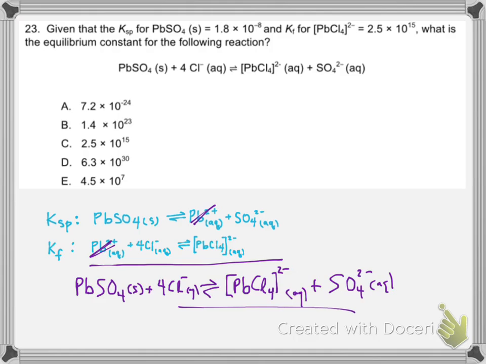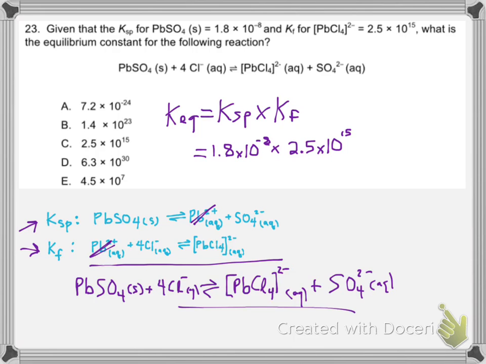Well, since we got this reaction by combining the Ksp of what's being broken apart with the Kf of what's being formed, we can find the Keq. And our Keq here is just going to equal the Ksp of what was broken apart times the Kf of what was being formed. When we do this, we will get our Keq for our overall reaction is equal to 4.5 times 10 to the 7th. So by coupling this not so favorable dissociation of lead sulfate with the very favorable formation of this complex, we were able to make our lead sulfate substantially more soluble. So next time you're trying to dissolve some lead sulfate, just keep this in mind.